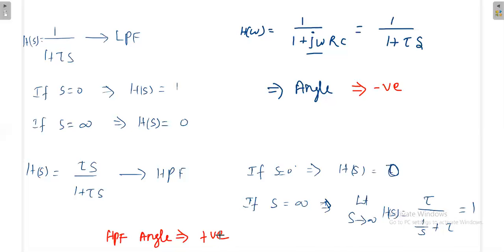So that's why the low pass filter will produce negative phase. The high pass filter will produce positive phase. That's another important thing.